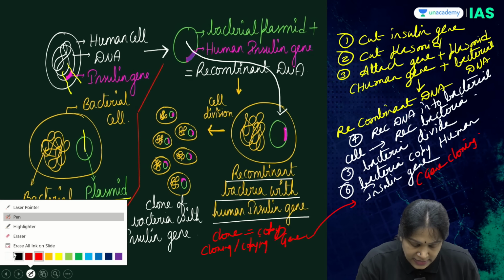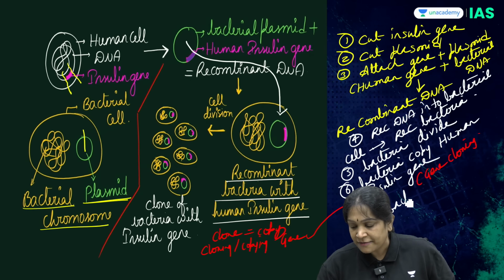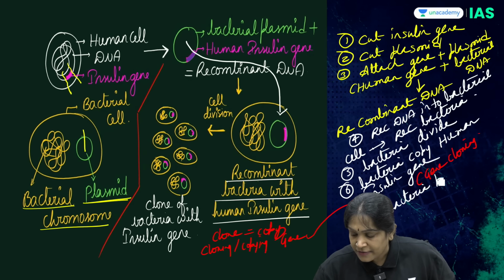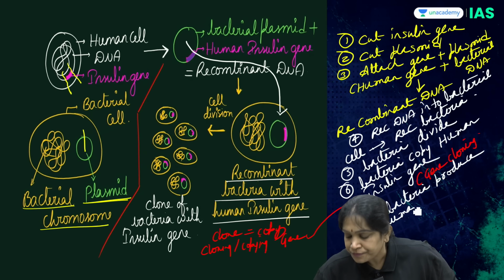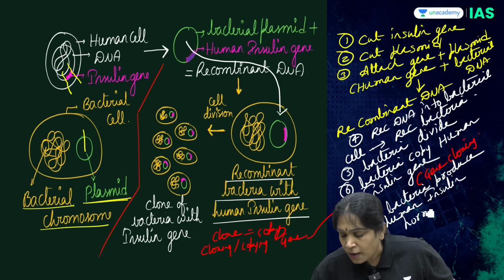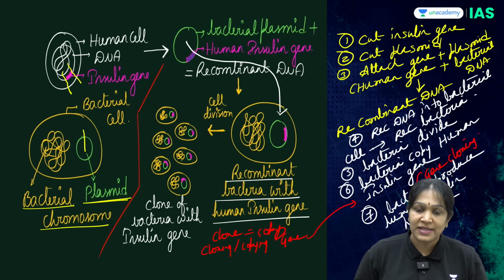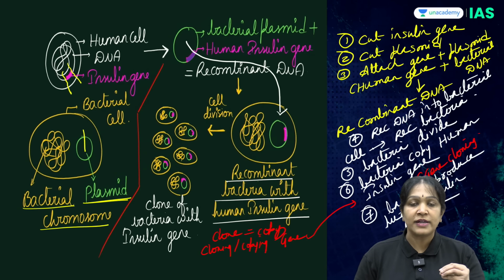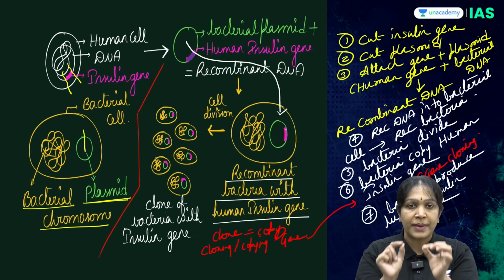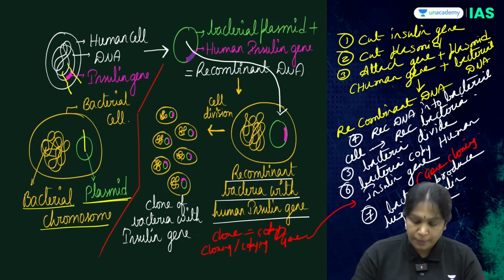Okay. And then in the next step, what happens? The seventh step. The bacteria will also produce the human insulin, not the gene, sorry, the human insulin hormone. The human insulin hormone will be produced by the bacteria. It means the bacteria will do two things for us. It will copy the human insulin gene and then it will produce the human insulin hormone.